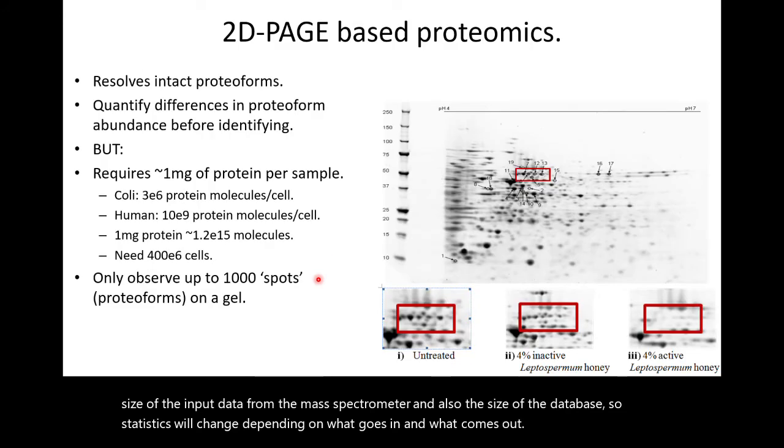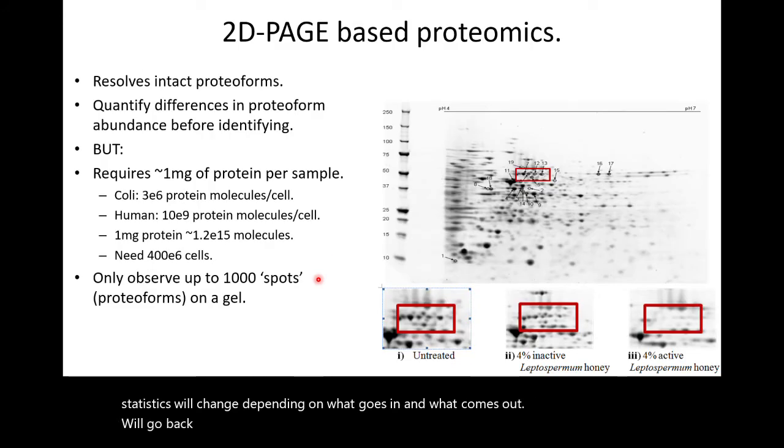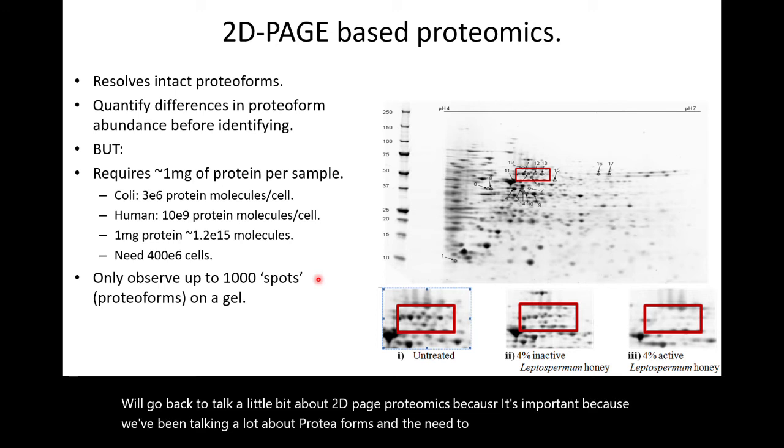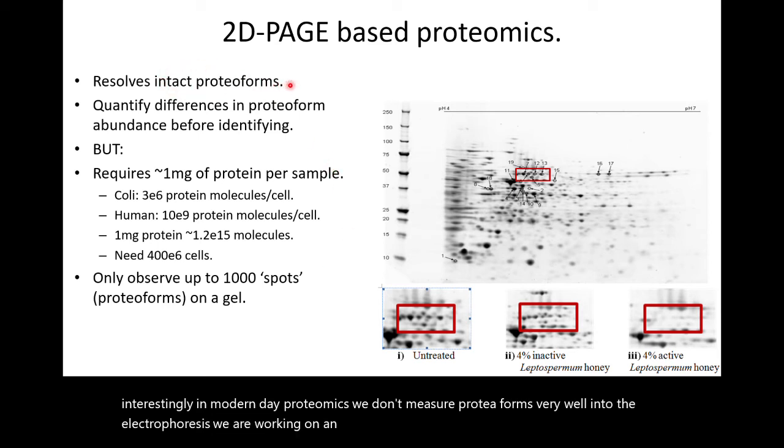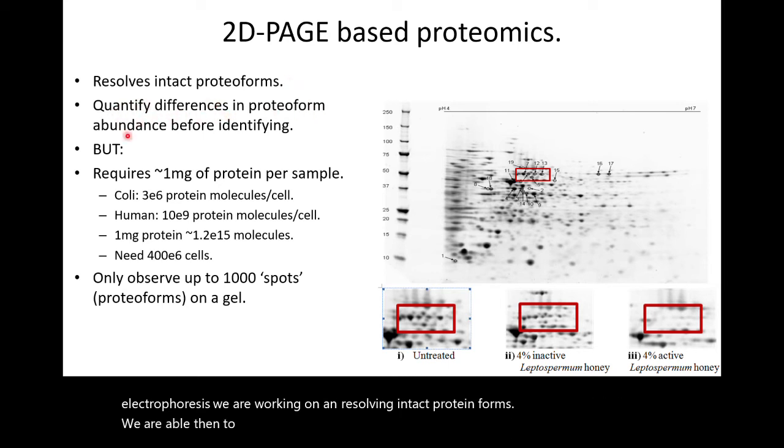Now, we'll go back to talk a little bit about 2D PAGE proteomics because it's important, because we've been talking a lot about proteoforms and the need to identify proteoforms. But interestingly, in modern day proteomics, we don't measure proteoforms very well. In 2D electrophoresis, we are working on and resolving intact proteoforms. We are able then to quantify the differences in the abundance before we identify.